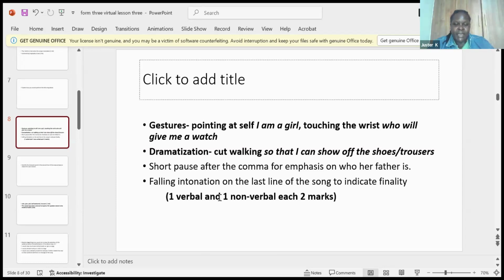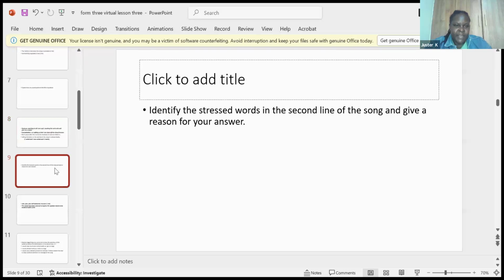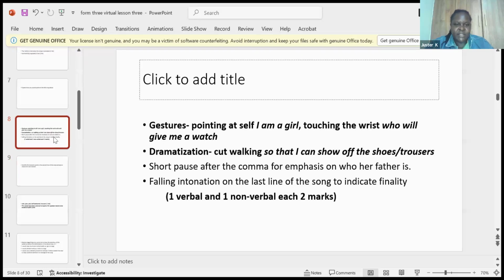Using a short pause, again, is general. The specific is when you say where there is a comma and for what reason, to emphasize or to show who her father is. And then, of course, the use of falling intonation. It is not to show certainty, Jack, it is to show finality or the end of the poem. Thank you. So that is how you always phrase your answers. Begin from general to specific, and then always, of course, mention where.